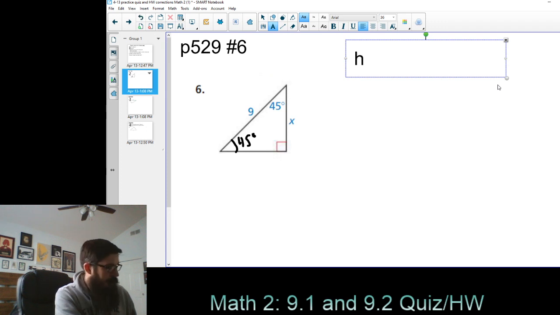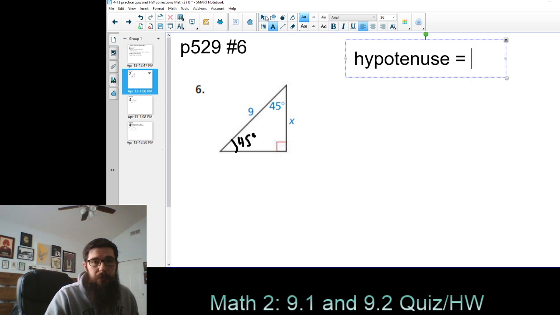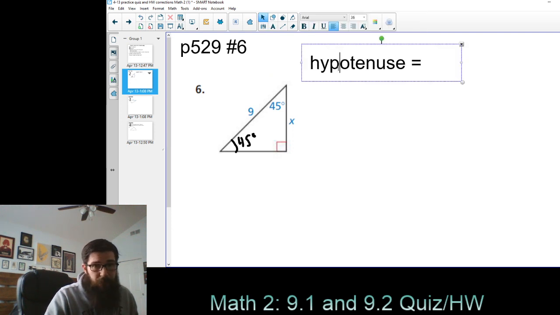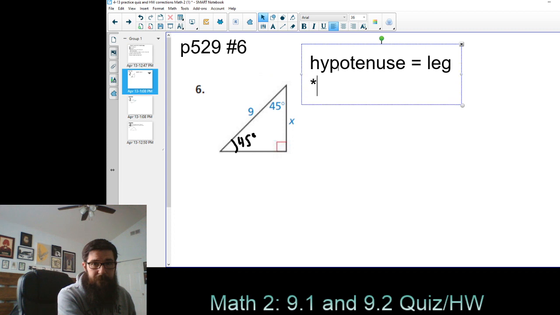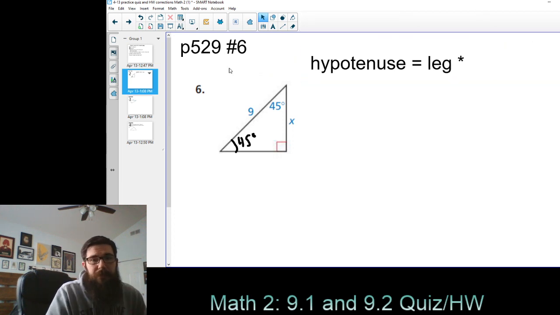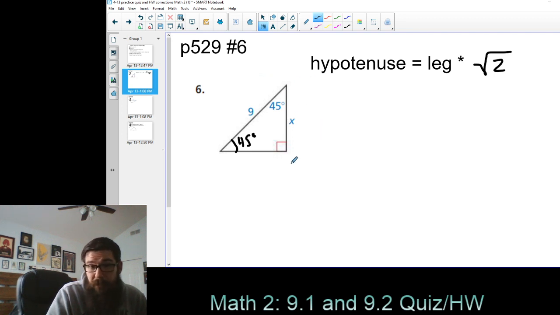Your hypotenuse is going to equal, and this is true for every 45, 45, 90 you get, your leg times the square root of 2. I'm going to write that one out every single time. So you have to look at what we're giving you. We know in a 45, 45, 90, both legs are going to be congruent. So both of these guys that touch the 90-degree angle are x in this case.